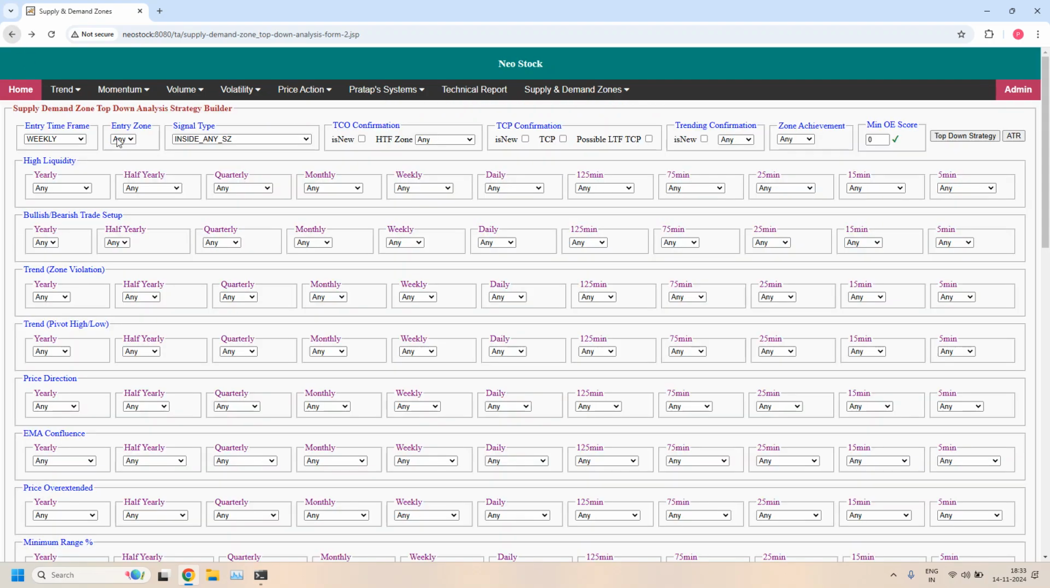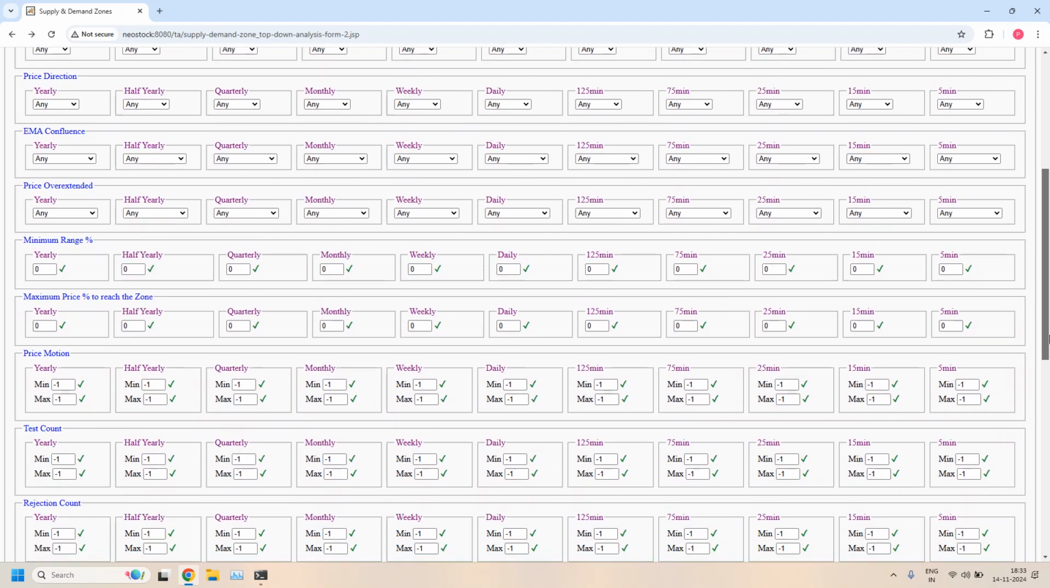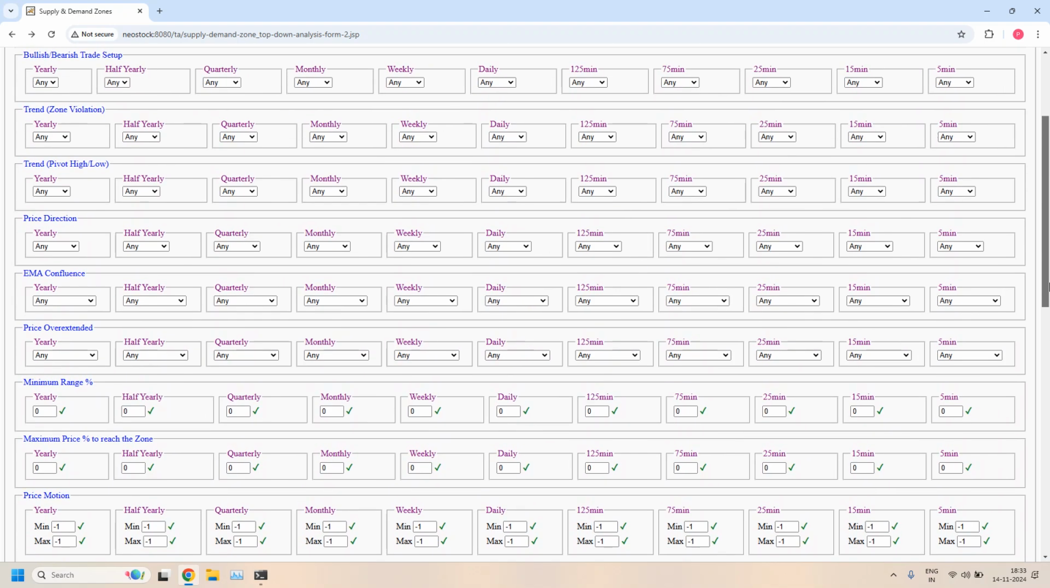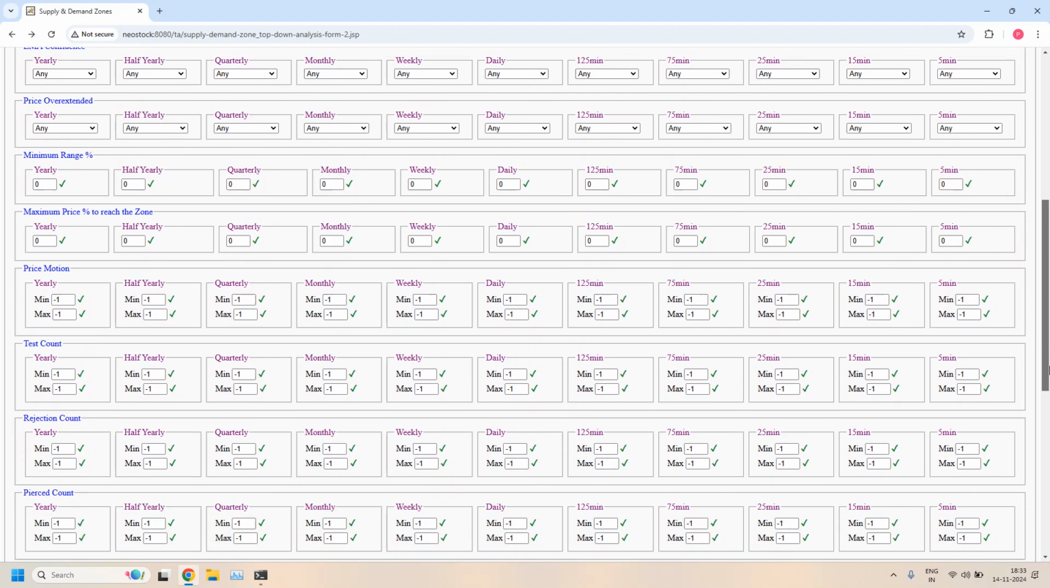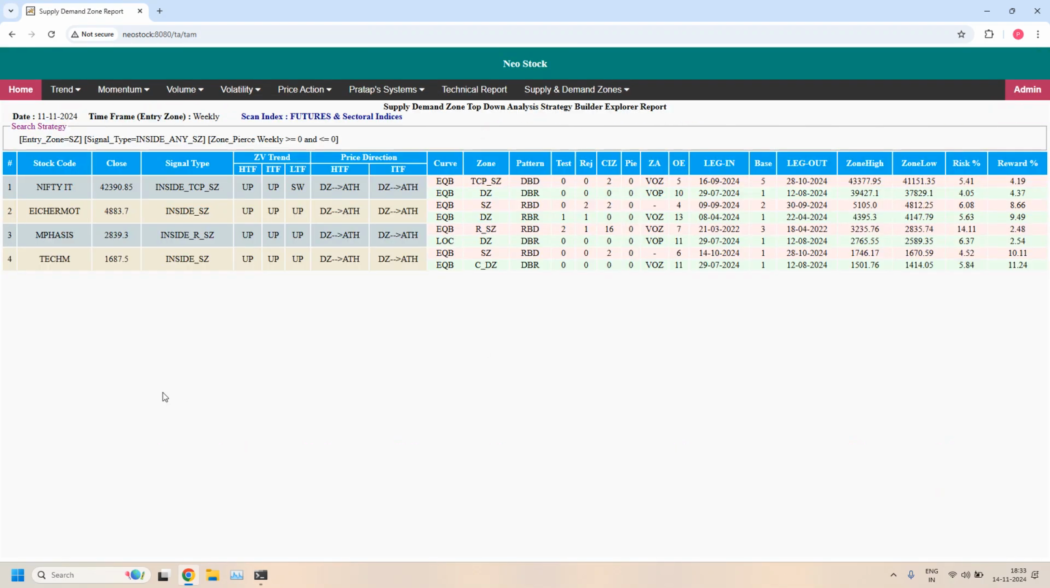Maybe some might be pierced supply zones. Let us filter based on the pierced count. Weekly time frame, minimum value 0, maximum value 0. We got 4. These 4 are weekly supply zones that are not pierced.